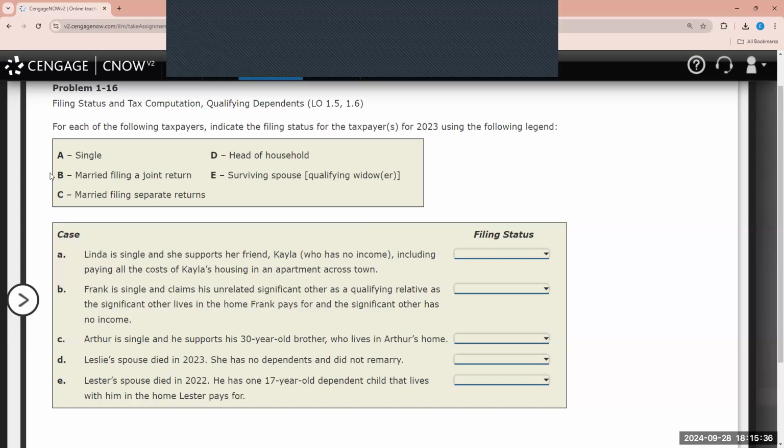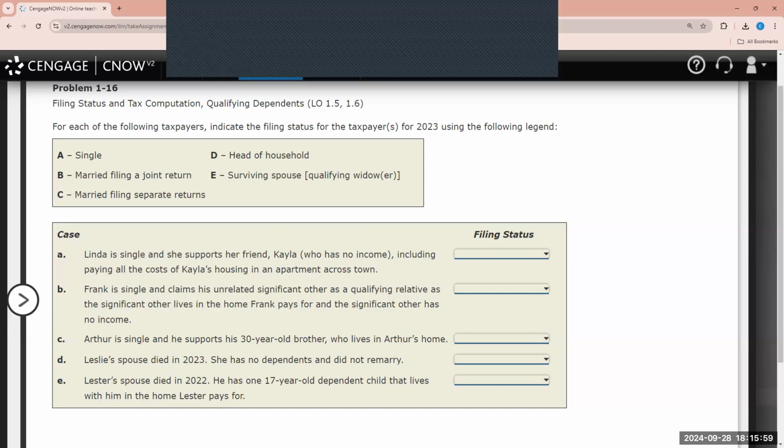Then lastly, we have the surviving spouse. And this is essentially when a taxpayer's spouse passes away, and they get the benefit of still claiming the tax rates as though they were filing a joint tax return after the death of the spouse. And the key thing is that they must have a qualifying dependent. So we'll look at all of these.